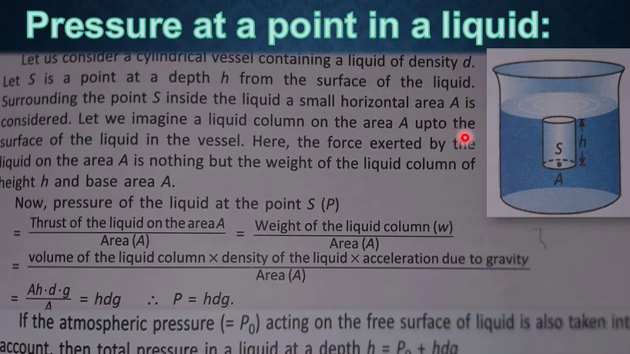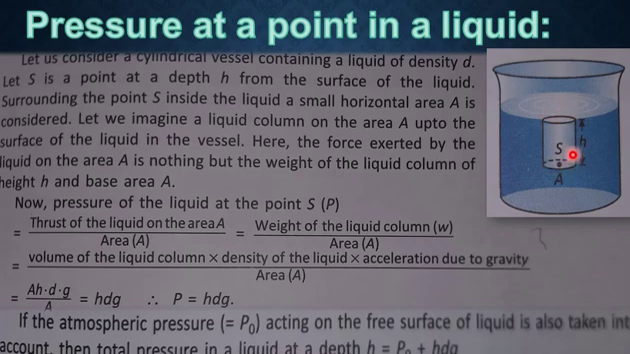So first, a cylindrical vessel is considered containing a liquid of density D. So the liquid here is of density D. Let S be a point at a depth h from the surface of the liquid. So the point S here is at a depth h from this free surface of the liquid. Now surrounding the point S inside the liquid, a small horizontal area A is considered. Let us imagine a liquid column of area A up to the surface of the liquid in the vessel, means this cylinder.